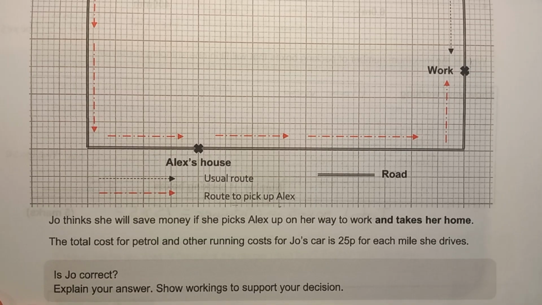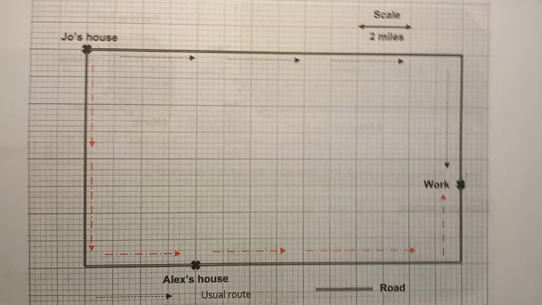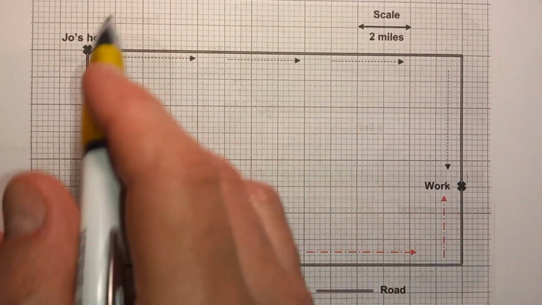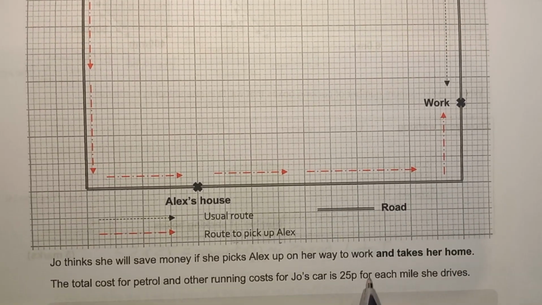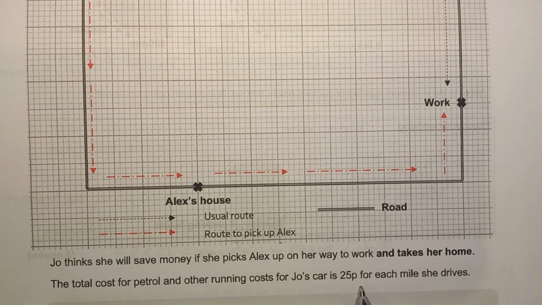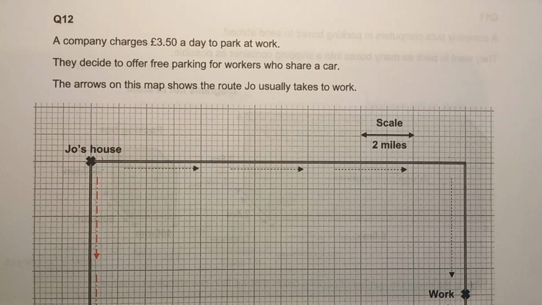The total cost for petrol and other running costs for Jo's car is 25p for each mile she drives. Is Jo correct? Explain your answer, show workings to support your decision. Right, so what we want to do is work out the two distances, and then we're interested in the difference between them and the cost of that extra difference. Because we can use this 25p per mile to work out the cost for the extra distance, and then we're going to compare that to the £3.50 a day that she saves.